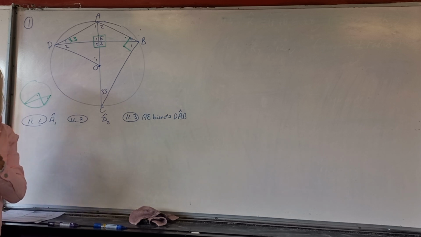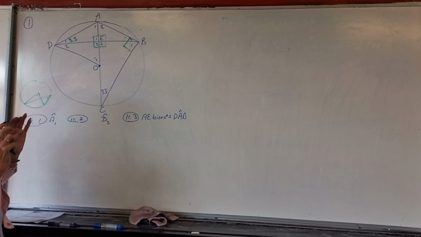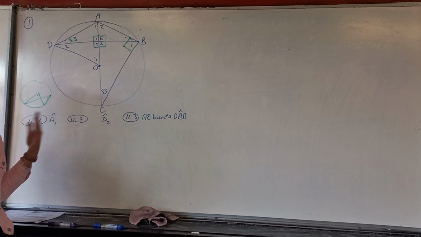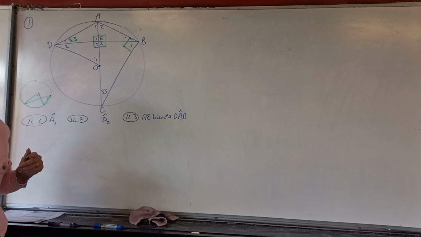Cyclic quads? No, not that I can see. And 7, 8, and 9? No. If there's no tangent, you don't look for them. Interior angles in the triangle. Interior, I was just going to say.